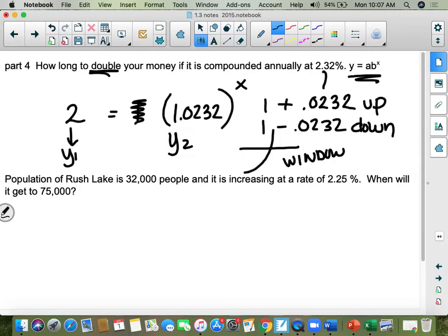I'm gonna change mine. I'm just gonna play around with it. I'm gonna change my x minimum to a -5, and I'm gonna change my x maximum, my domain, to a +100, just to play around with this. I'm gonna change my y minimum to a -5 and my y maximum to a +5. And now I'm gonna hit graph.